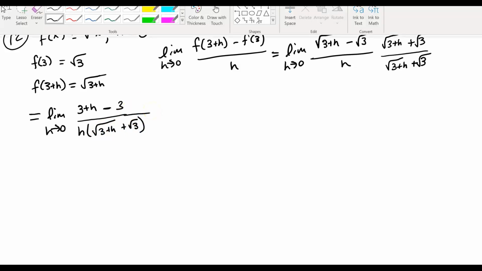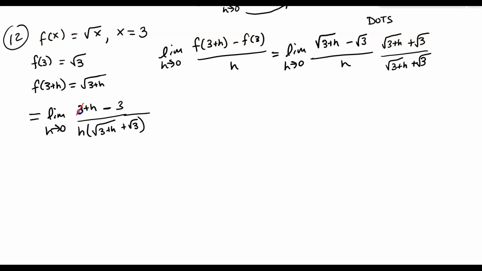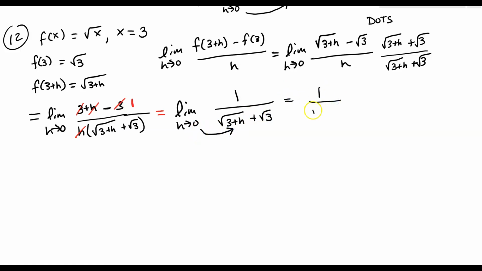And if you notice there, the 3's end up canceling, and you can actually cross out an h over h, leaving you with a factor of 1. Let me switch out my pen one more time. I wish it were easier. The limit as h approaches 0 of 1 over the square root of 3 plus h plus the square root of 3. You can plug in your 0, but you end up with 1 over the square root of 3 plus the square root of 3.